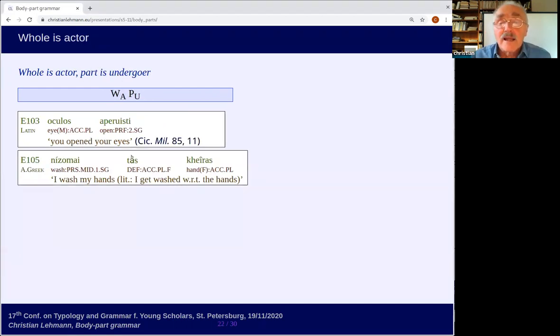Now, last line of the table, as you may remember, the whole is an actor. First, whole is actor, part is undergoer. The purest realization of this schema is found in constructions signifying that W controls its P in a typical way. Some European languages then normally or even obligatorily lack the possessive pronoun on P. As you can see here, you open your eyes. In English, you say your eyes. In Latin and incidentally in German, you say you open the eyes. The same thing in Greek.